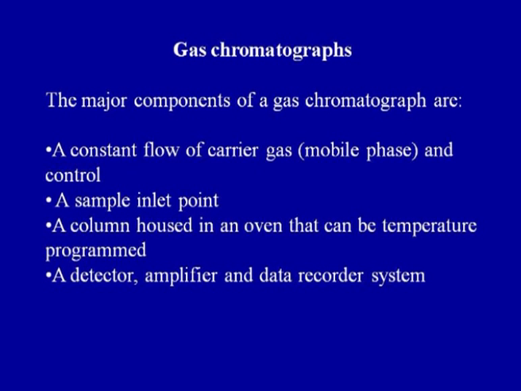Then a column has to be housed in an oven, because you are doing the separation procedure at a very high temperature, and the oven should be temperature programmed. And finally, when the analyte comes out of the column, a detector, amplifier and data recorder system needs to be there to analyze the chromatogram of a particular analyte. So, these are the important components of a gas chromatograph, and we are going to discuss all the different components in detail.